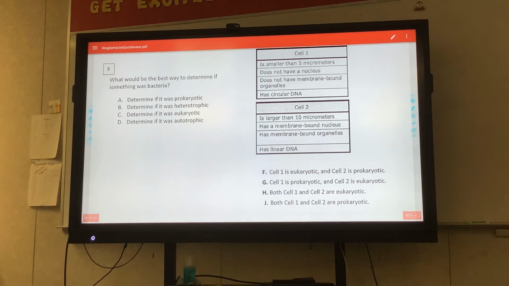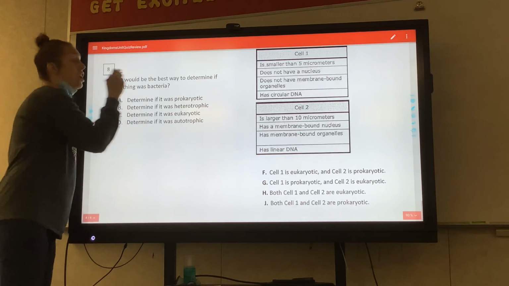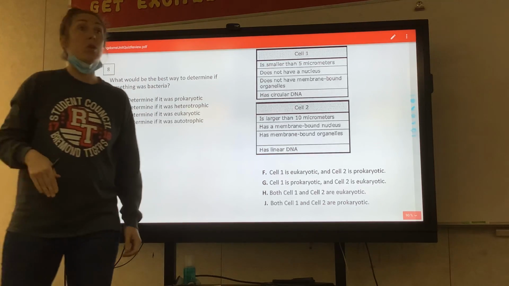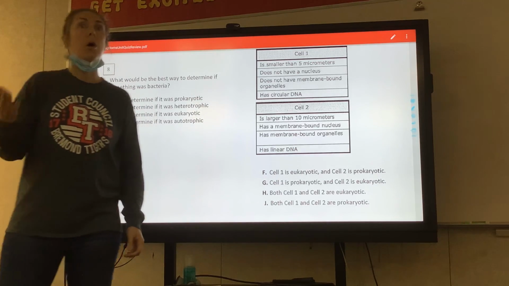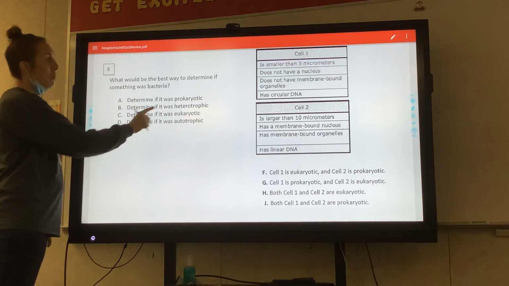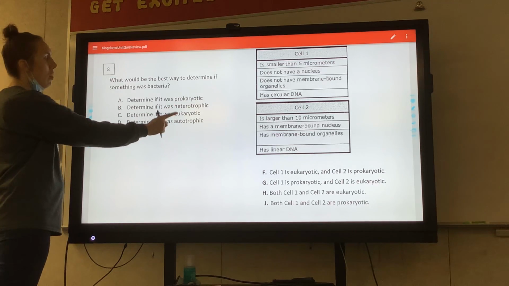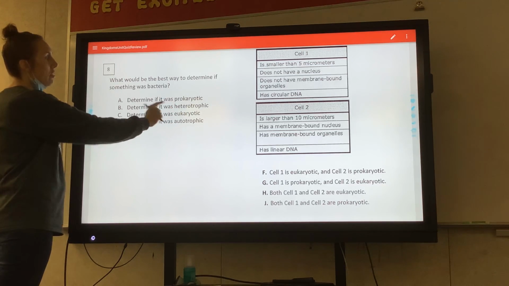What would be the best way to determine if something was a bacteria? Guys, if it doesn't have a nucleus, it is bacteria. So what is it when you don't have a nucleus? You're a prokaryote. Because guys, bacteria can be hetero or auto, but they're never eukaryotic, they're only prokaryotic.